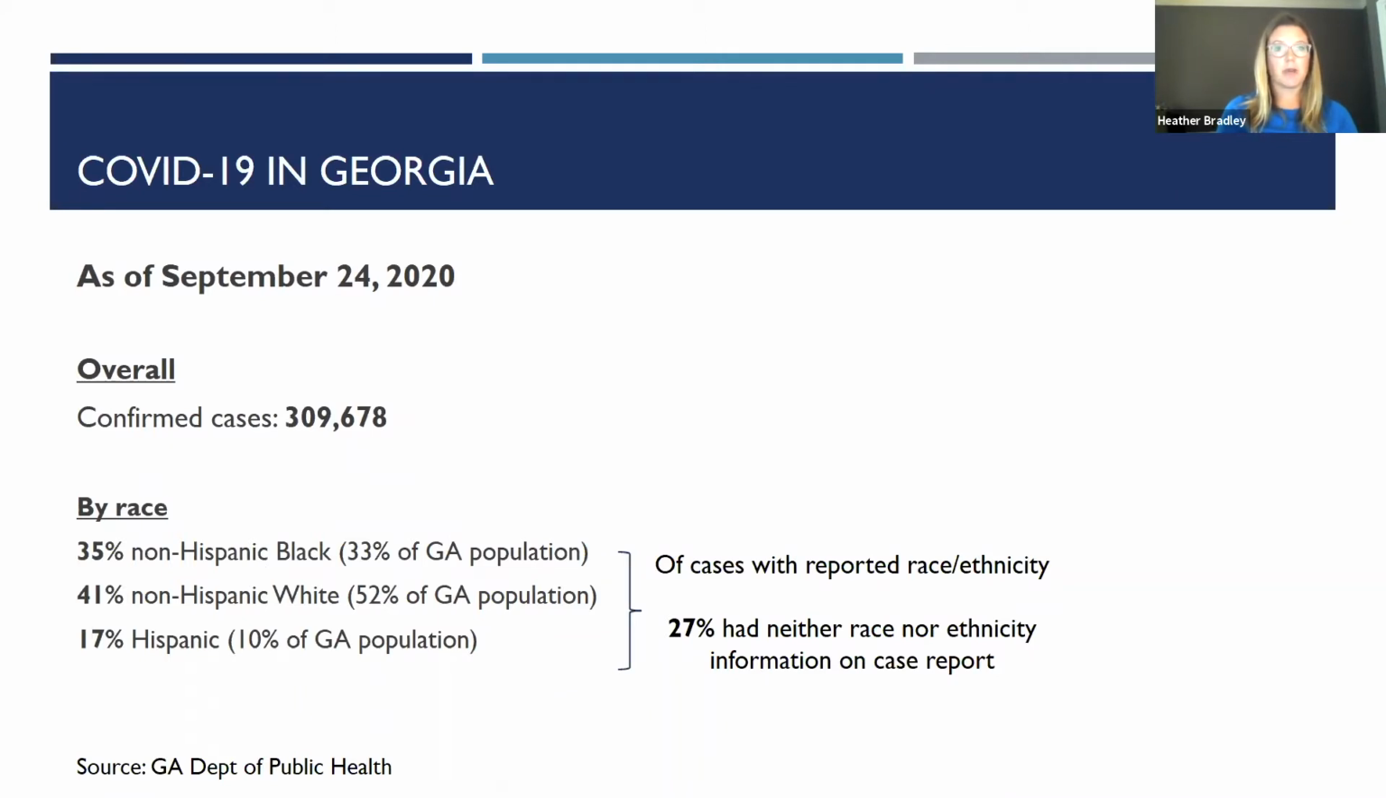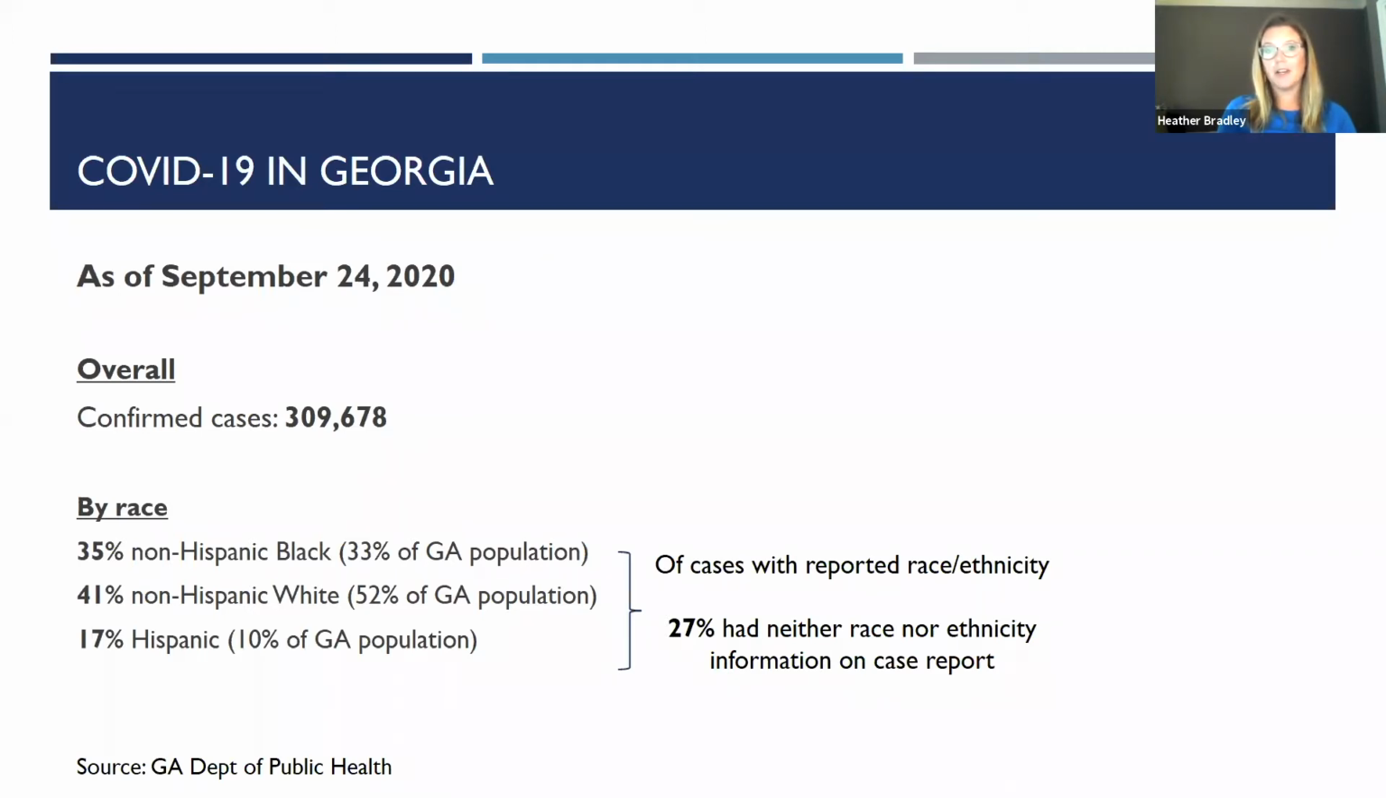In the case of Georgia by race, and here we're looking at the confirmed cases number, we see about 35% of our cases are among non-Hispanic Black people who make up about 33% of the Georgia population. 41% of cases are among non-Hispanic white people who make up about 52% of our population. And 17% are among Hispanic or Latinx people who make up about 10% of the Georgia population. So you can see there are some disparities there in terms of how cases are distributed versus how people are distributed in the population by race.